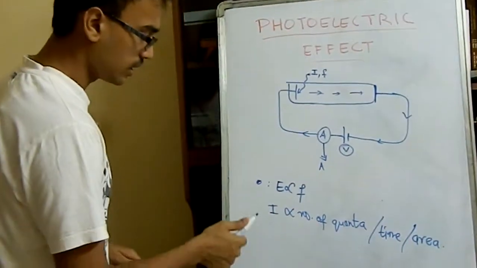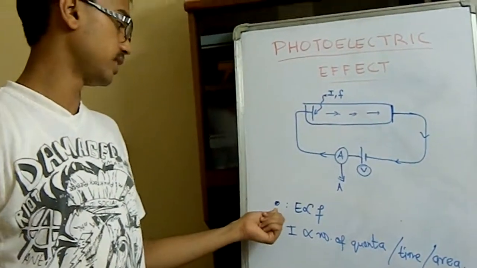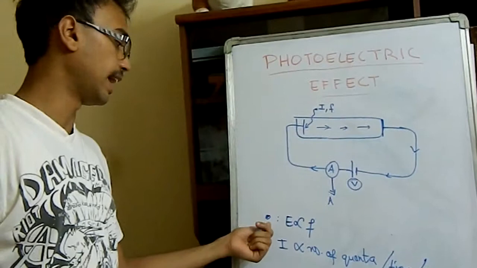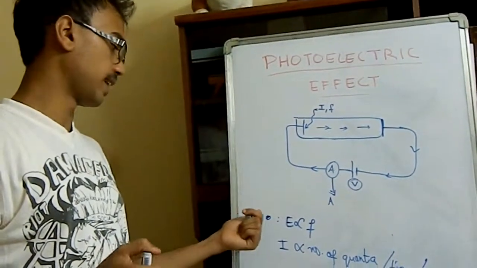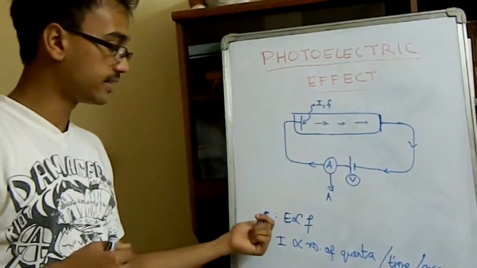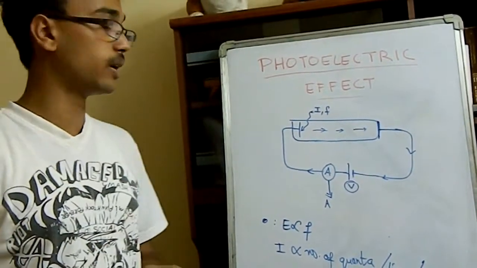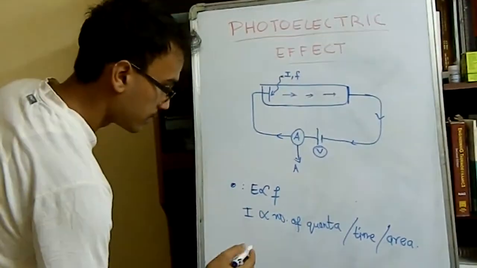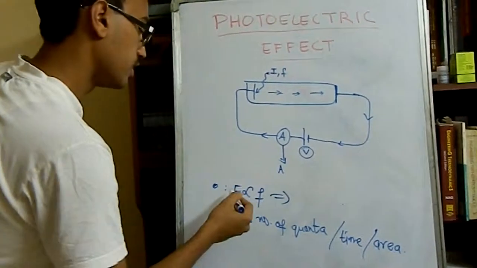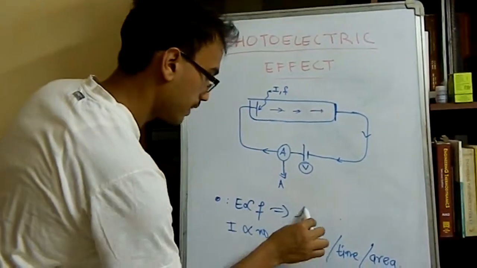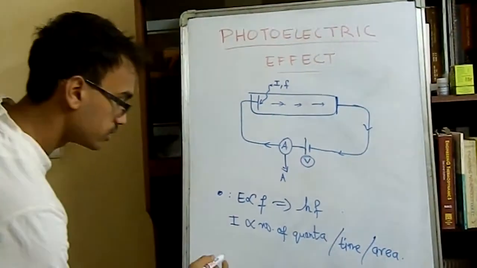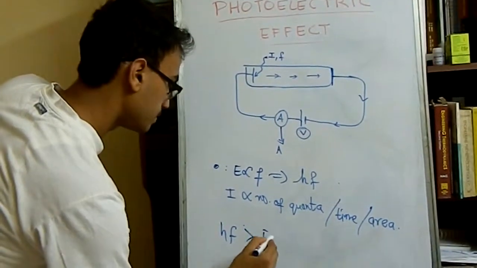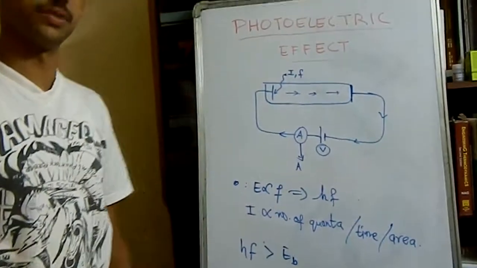Matter absorbs the energy as discrete packets. Einstein said that unless the energy of the quantum exceeded the binding energy, the electron would not be released. The proportionality constant was later called Planck's constant, E is equal to hf. So unless hf is greater than the binding energy of the electron, no photocurrent is observed.